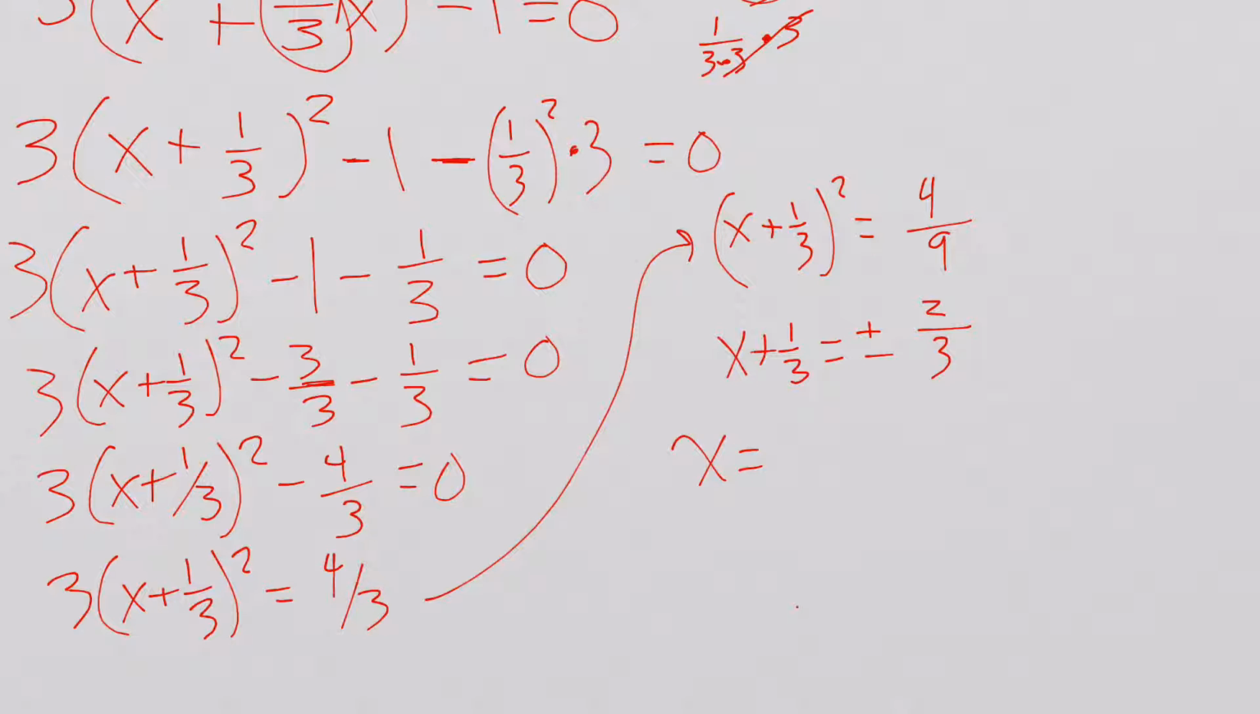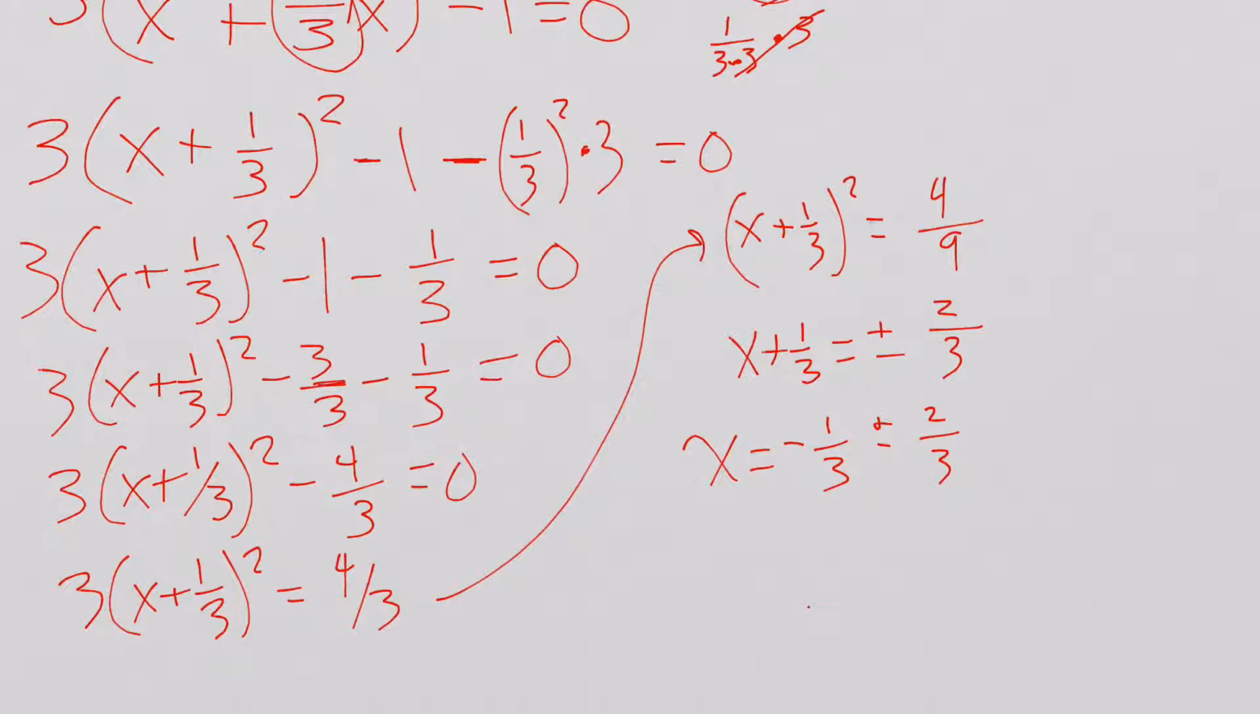So x will equal negative 1/3 by subtracting it over, plus or minus 2/3, which means one solution is x equals negative 1/3 plus 2/3, which is 1/3. And x equals negative 1/3 minus 2/3 means negative 3/3, and negative 3/3 is just negative 1. So again, we get the same solutions as we got previously using the quadratic formula, but I would argue that the quadratic formula was easier than completing the square.